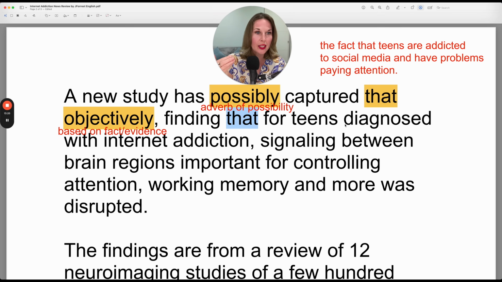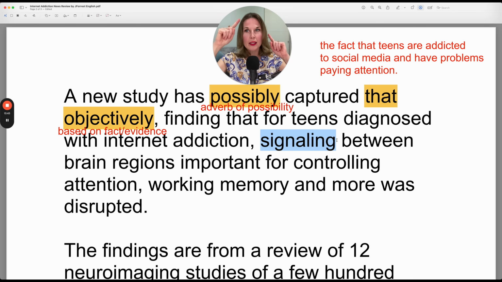Finding for teens diagnosed. It's like when you say, I think that. There's no meaning for that. It's just a connecting word and it's optional. So finding that for teens diagnosed with internet addiction. So we're talking about teens, but specifically teens with internet addiction.